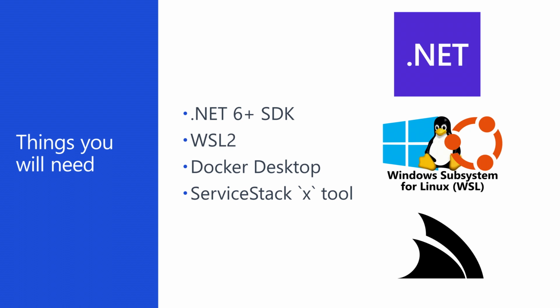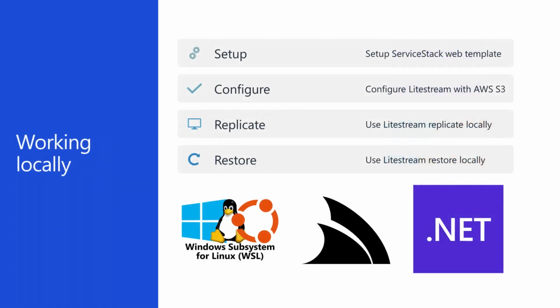Links in the description for guides on setting up WSL and Docker Desktop if you don't have them already installed on your system. Once these dependencies are installed, let's look at creating a new ServiceStack project using the ServiceStack website. We will first start with a blank web template, add SQLite persistence, and show Litestream working locally on your own machine to demonstrate what the main Litestream commands are doing.